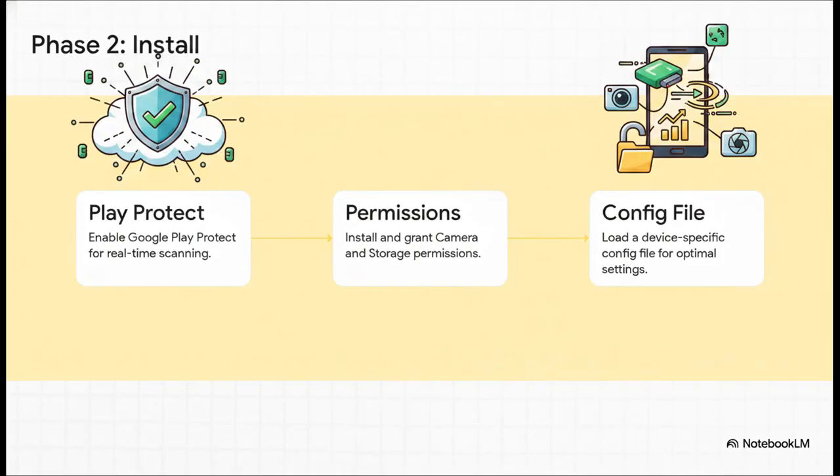Okay, moving into Phase 2, the actual installation. Step 1 here is making sure Google Play Protect is enabled for an extra layer of real-time scanning. Step 2, install the app and grant it basic permissions. It really should only ask for camera, storage, and optionally location if you want geotagging. Finally, Step 3, and honestly, this is the absolute secret sauce right here. Load a device-specific config file from the hub. Doing this one little step boosts app stability by an impressive 40% and optimizes everything perfectly for your exact phone model.